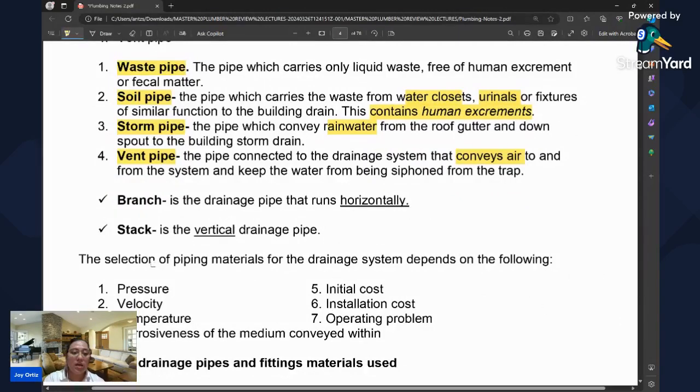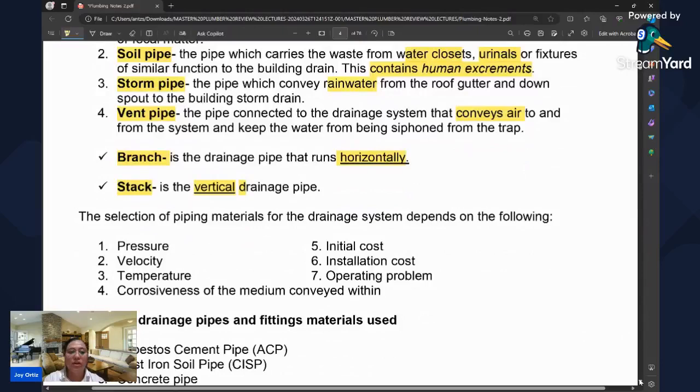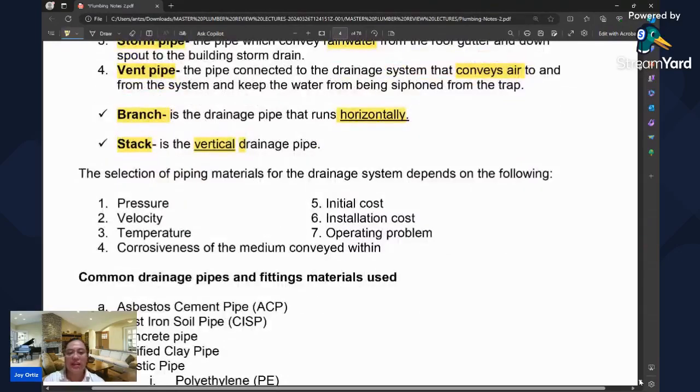Branch, this is the drainage pipe that runs horizontally. Tatandaan lang natin, pag branch, it's a drainage pipe that runs horizontally. Stack ang tawag pag ito ay vertical, patayo. Branch, pahiga. Stack, patayo. BH and SV, yan yung mga tanda natin.